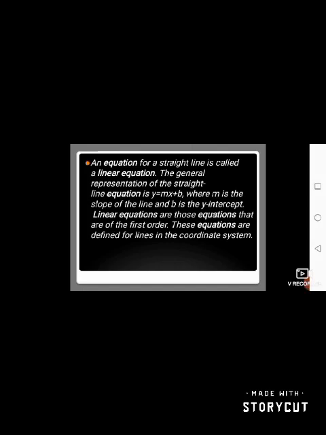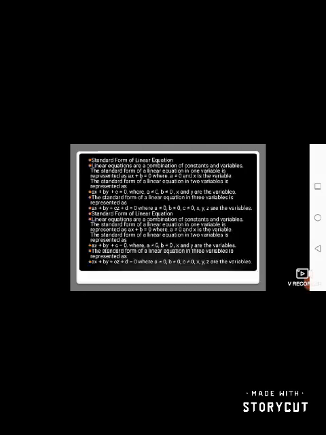An equation for a straight line is called a linear equation. The general representation of the straight line equation is y is equal to mx plus b, where m is the slope of the line and b is the y-intercept. Linear equations are those equations that are of the first order. These equations are defined for lines in the coordinate system.